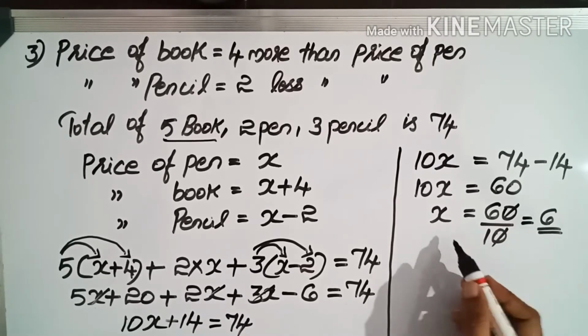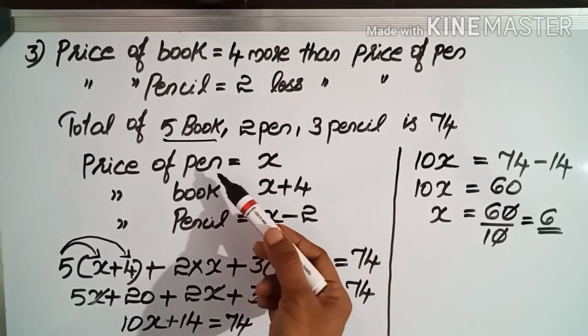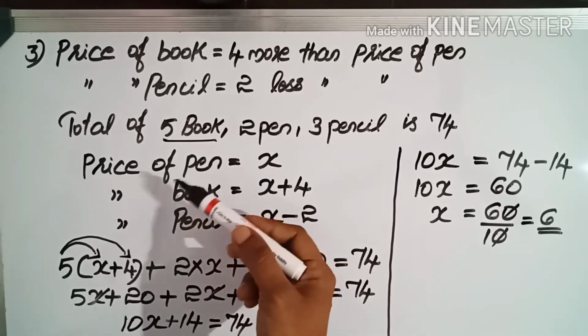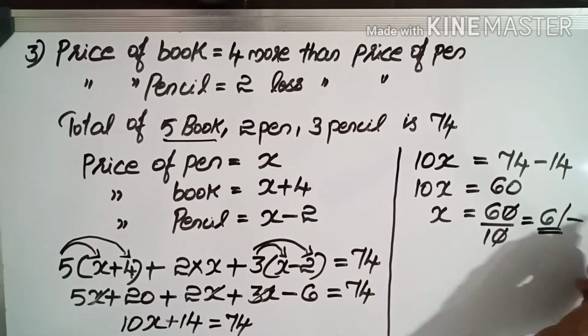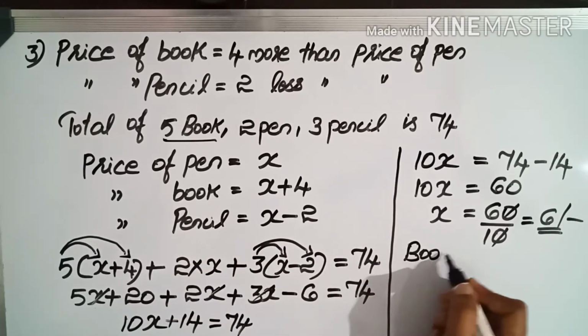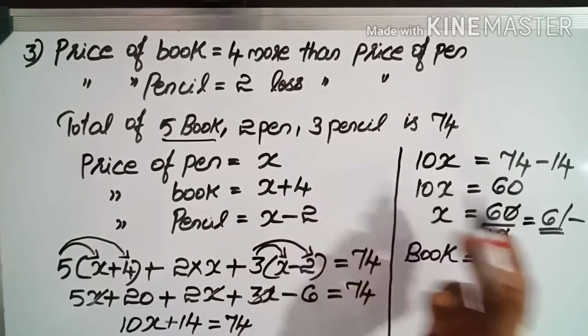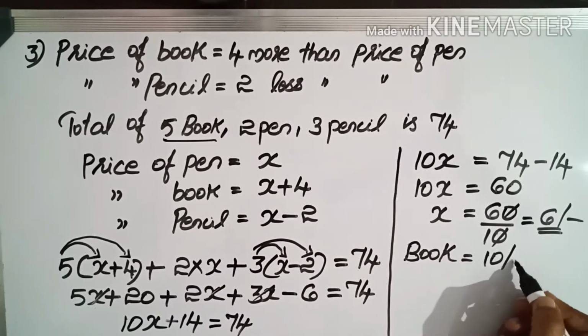Okay, so x equal to 6. What is x here? Price of pen. So the amount for one pen is 6 rupees. Then what will be the amount of the book? Book amount will be 6 plus 4, 4 more, so it will be 10 rupees.